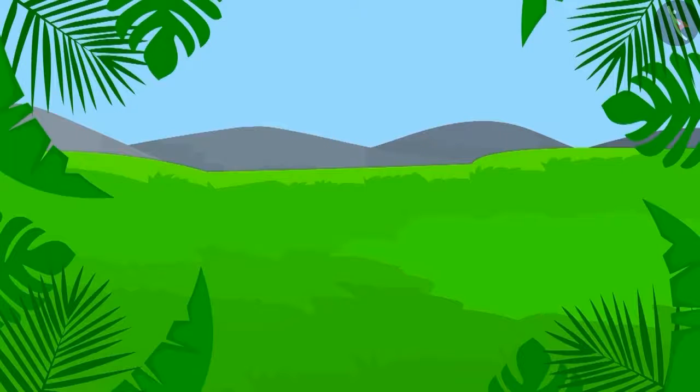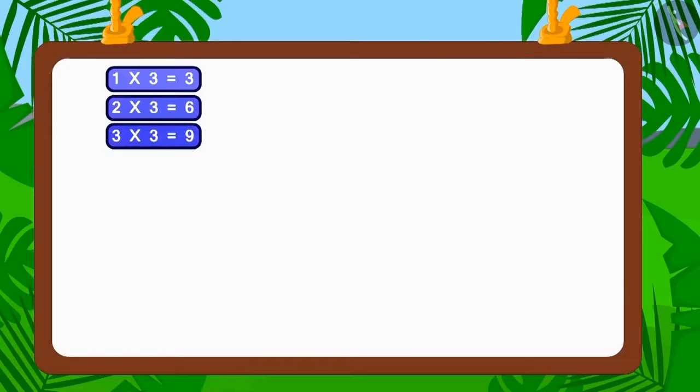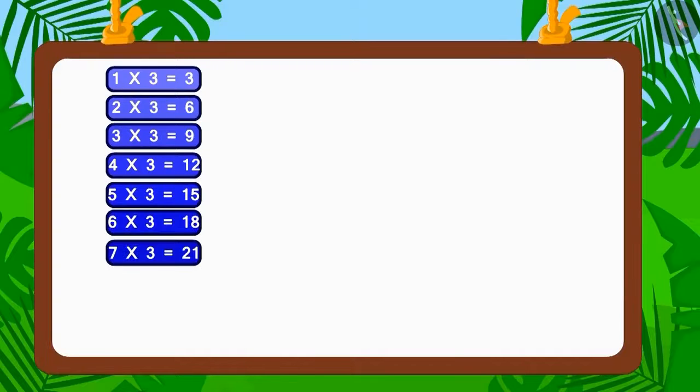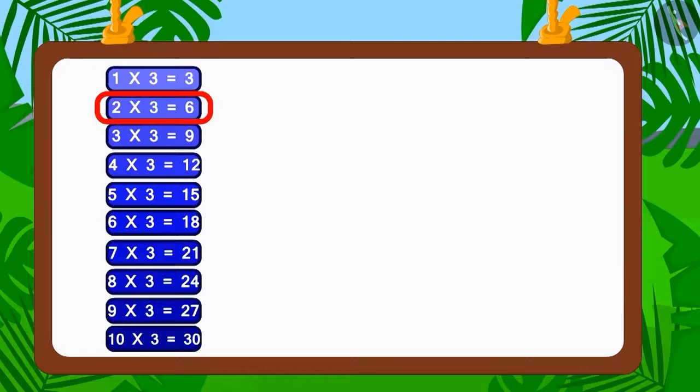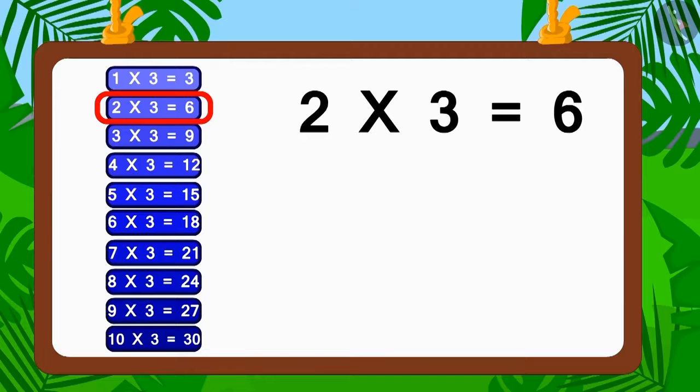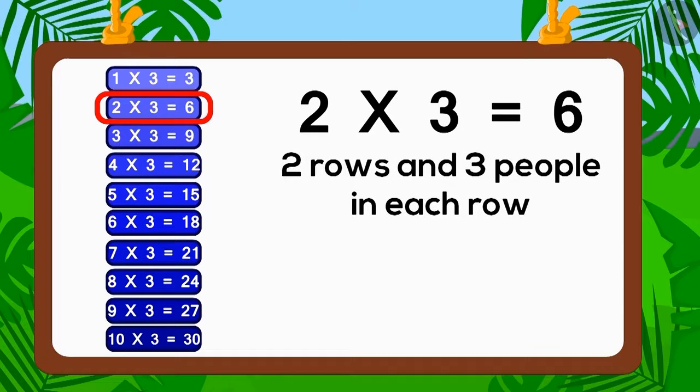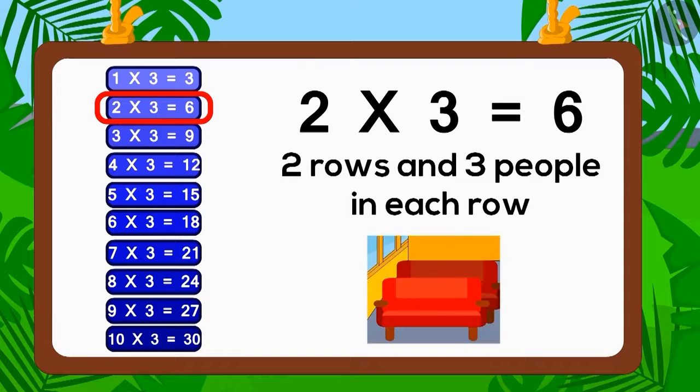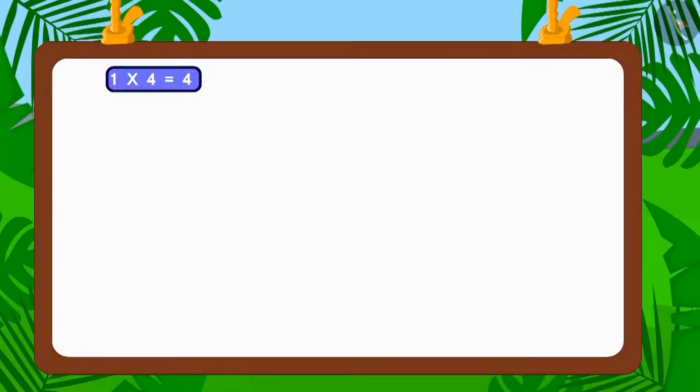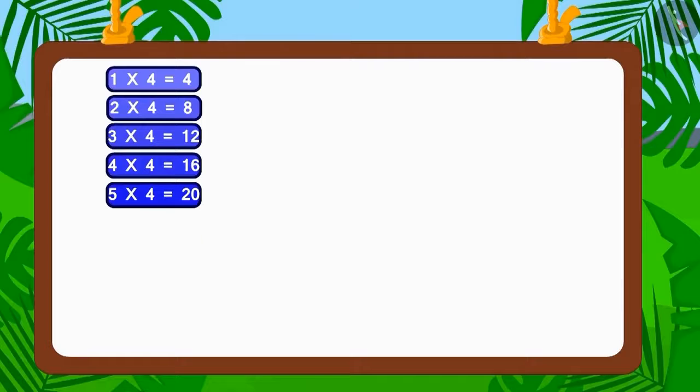6. Now, let's look at the table of 3. Does the number 6 appear in the table of 3? 2 multiplied by 3 is 6. Therefore, 3 is the factor of 6. So, if 3 people sit in each of 2 rows, how many people in total would be sitting on the bus? 6. Now, let's check the table of 4.